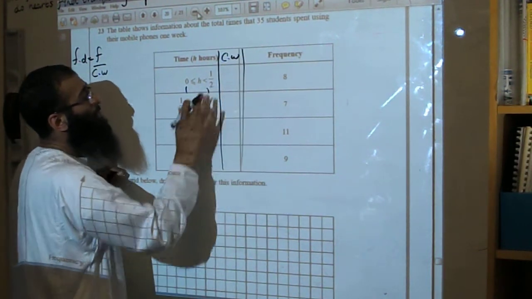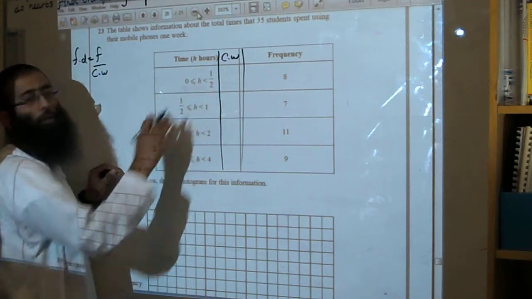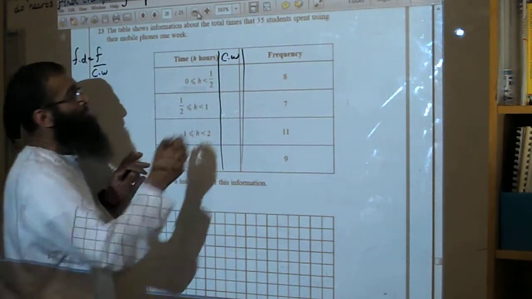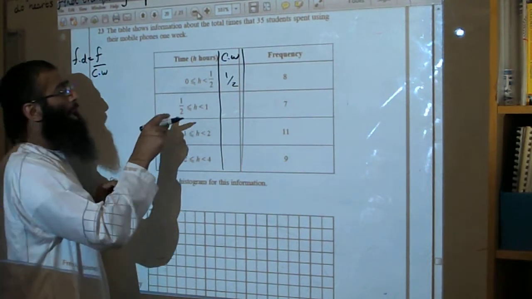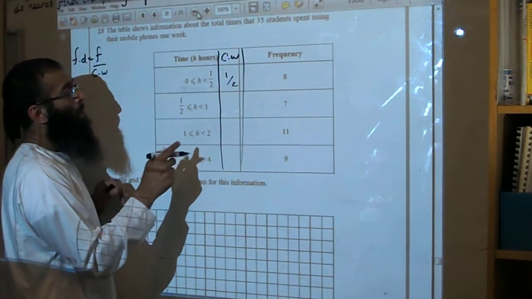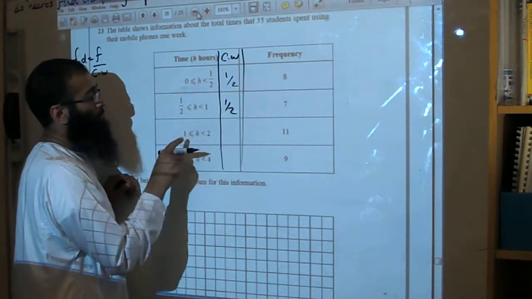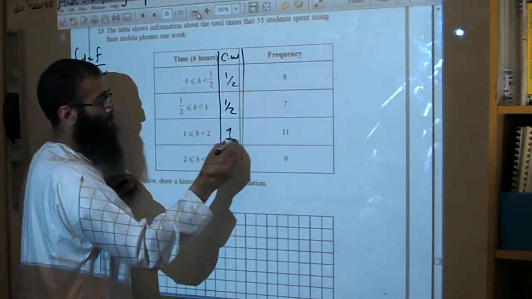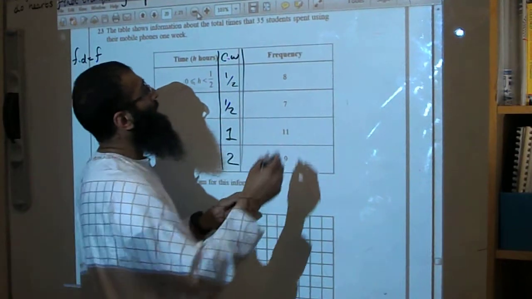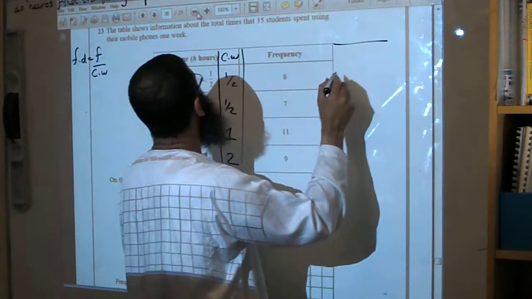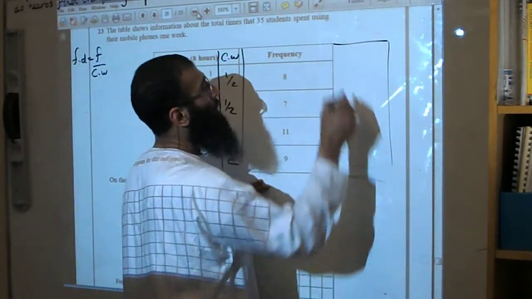Okay. Now, how wide is between 0 and half? How wide is that? Half. How wide is from half to 1? Between 1 and 2? 1. Between 2 and 4? 2. That's frequency. Put another column here.